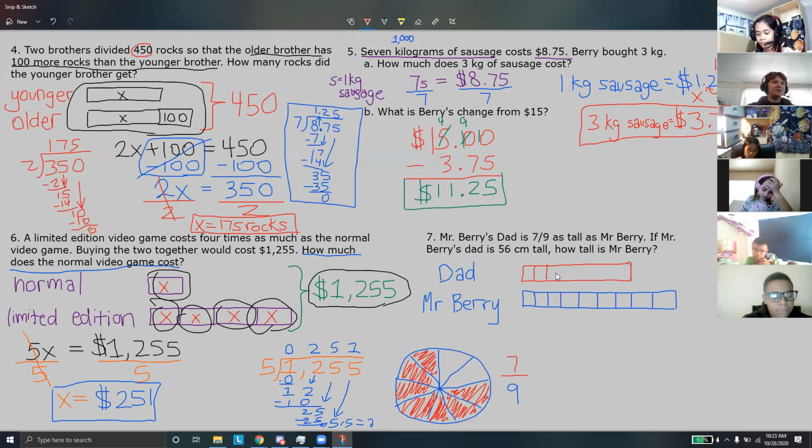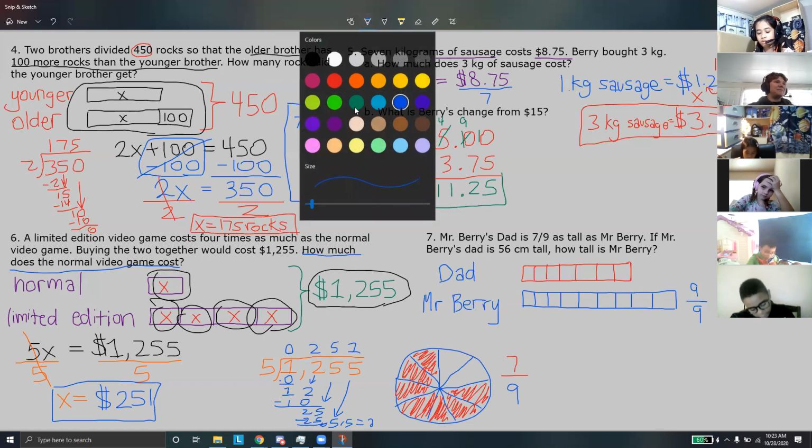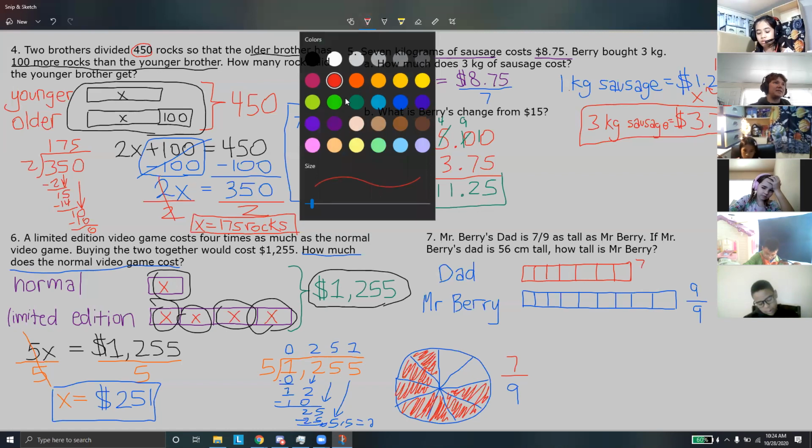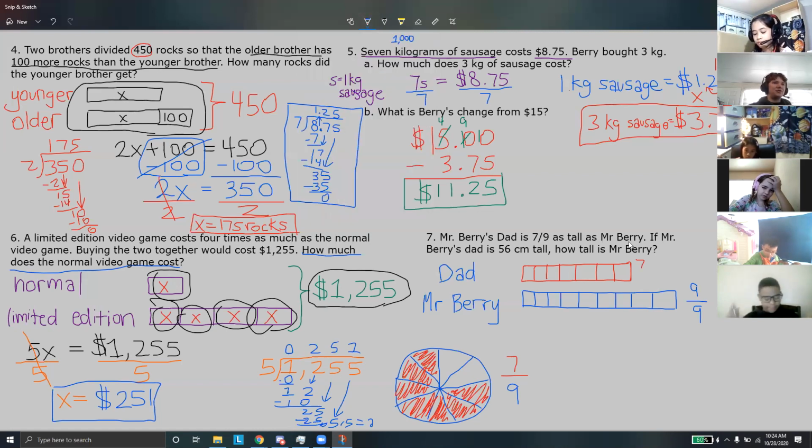I can split it into boxes too. And you see how each of these boxes are the same size. How are each of these boxes the same size? Well, if I know Mr. Barry's dad is 7/9 as tall as Mr. Barry, Mr. Barry must be 9 out of 9 tall. So you'll see this one that we drew for Mr. Barry is 9 out of 9. See, all of it is tall, all of it. Versus Mr. Barry's dad is 7 out of 9 tall. So 7 out of 9. See, that's what the problem says. So we just have to draw it like that. So make sure you draw it like this.